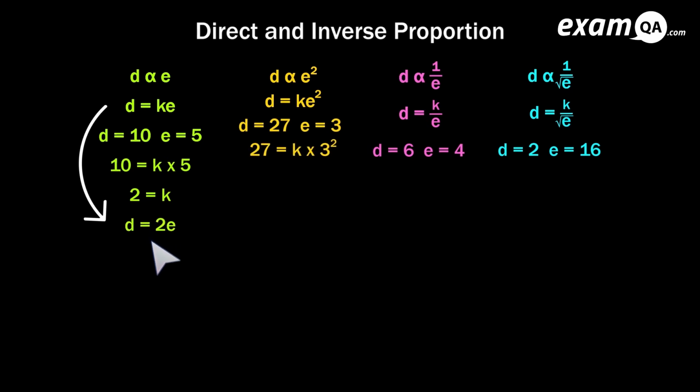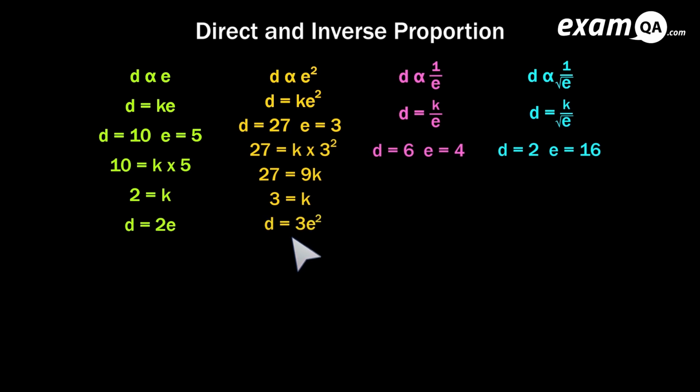So let's now look at the second one. And if you do your working out, you get K equals 3. Now, I didn't really go through the algebra there. I'm assuming that your algebra is strong. And if it's not quite there yet, just go back and watch the videos on algebra. And once you've got your K value, you should write the equation without the K in there. So it would be D equals 3E squared.